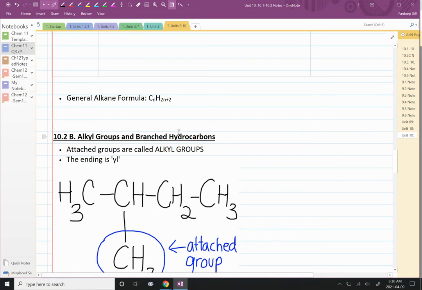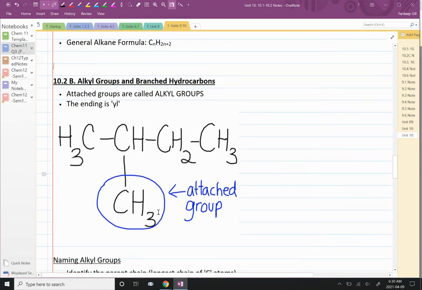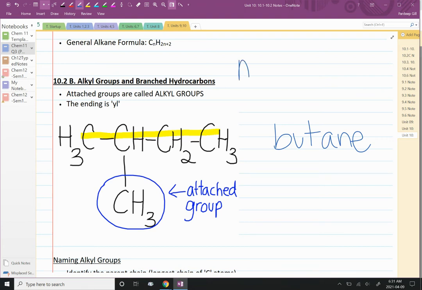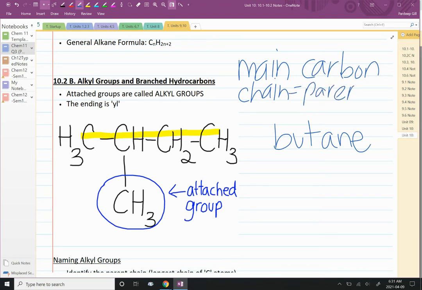Now I want to move on to alkyl groups and branched hydrocarbons before we finish the lesson. So an alkyl group is simply a branch that's coming off of the main chain. So if this is my main chain right here, 1, 2, 3, 4 carbons, that would be the prefix BUT, single bonded, so it's a butane. Okay, but now I have this attached group. So my main carbon chain is called my parent chain. So we need to make sure we understand that. The main carbon chain is the parent chain.